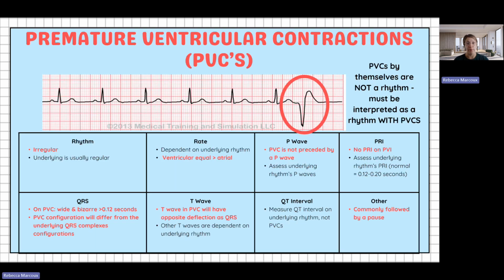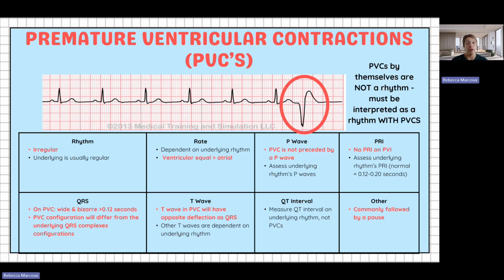The first thing we're going to talk about is our premature ventricular contractions, or our PVCs. PVCs by themselves are not a rhythm, and they're going to be interpreted as a rhythm with PVCs, such as normal sinus rhythm with PVCs, atrial fibrillation with PVCs. By themselves, it means nothing. A patient having PVCs, we need to know what else is going on.